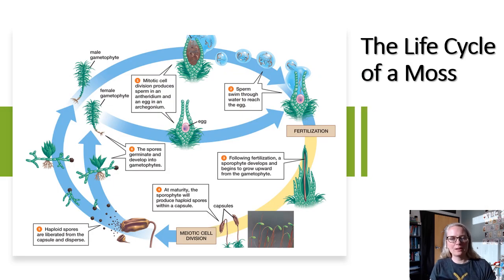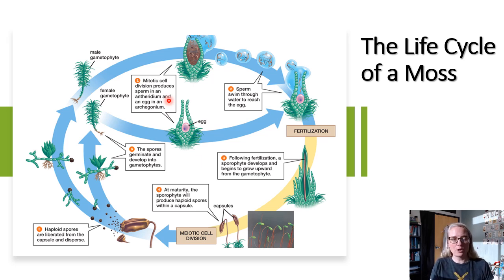So one of the life cycles we're going to go through is a representative life cycle of a typical moss. Again, we can see our alternation of generations. The yellow is representing our diploid and our blue is representing our haploid. So we're going to start with step 1. These are our haploid gametophytes. The reason they're called gametophyte is basically sex plant. Gamete is like a sex cell. So the gametes are your egg and sperm.